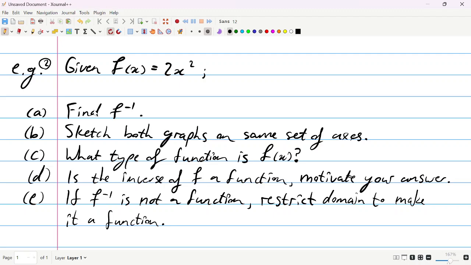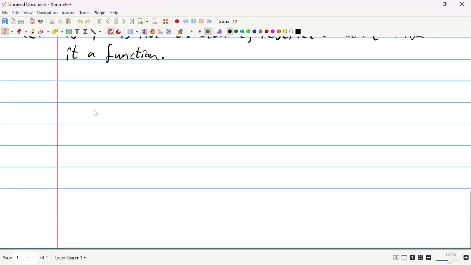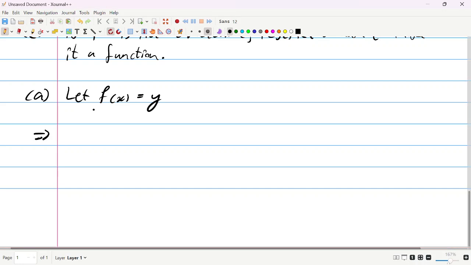What type of function is f? Is the inverse of f a function? Motivate your answer. If f inverse is not a function, restrict the domain to make it a function. Now this is a lot to ask for, but the questions are straightforward. So we need to find f negative 1, which is just the inverse. So for number A, all we need to do is note that we need to let f of x be equal to y, such that what we're going to have is going to be what?